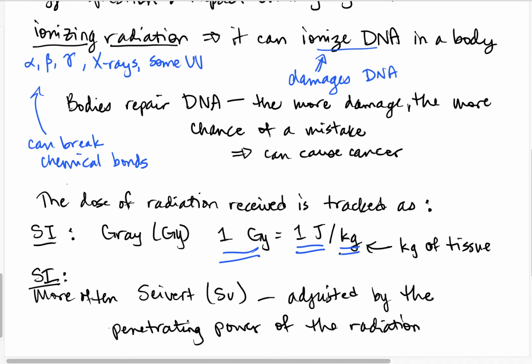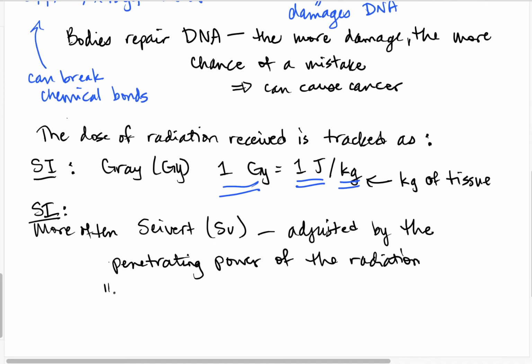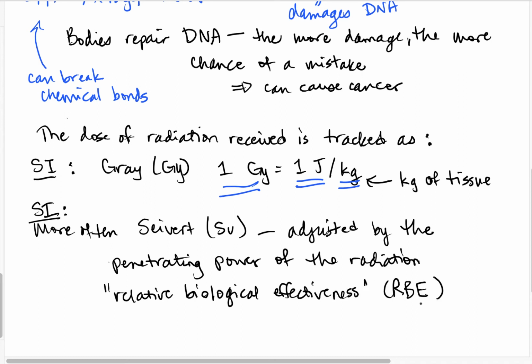So the way that that's going to look is it's called the relative biological effectiveness, or RBE. So 1 sievert is equal to 1 gray times the RBE for whatever the amount of radiation is. So let's go and look at a couple of tables where we can see some of these values.